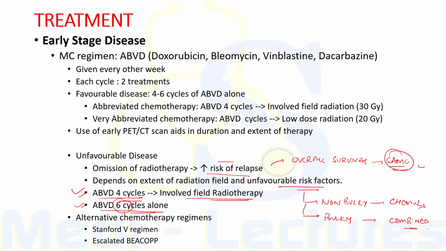Now there are certain alternative chemotherapy regimens which have been developed like Stanford 5 regimen and escalated BCOP regimen. Now this escalated BCOP regimen includes bleomycin, etoposide, doxorubicin, cyclophosphamide, vincristine, procarbazine and prednisolone. But neither of these regimens has resulted in improved outcomes in patients with early disease, and these can be considered only in advanced disease and sometimes in relapsed disease. But there is no added advantage of these regimens as compared to the ABVD regimen.